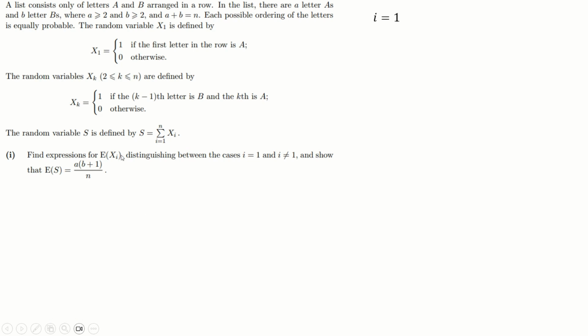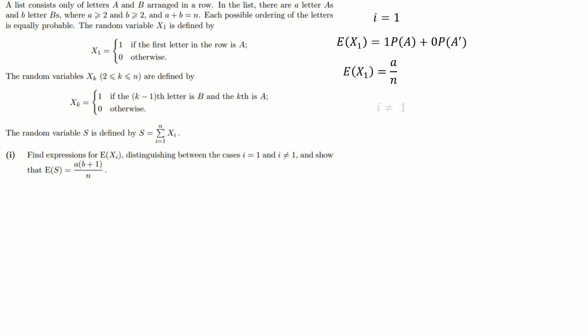So firstly, if i equals 1, then we're only thinking about x1. The expected value of x1 is 1 if the first letter is an A, and 0 if the first letter isn't an A. I could have written that in words, and I probably should have done, but I was being lazy. The probability the first letter is an A is just a over n, because there are a A's and n things in total. So the probability the first one is A is a over n times 1, plus the other thing times 0. So that's just the expected value of x1.